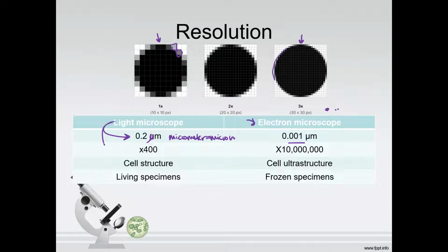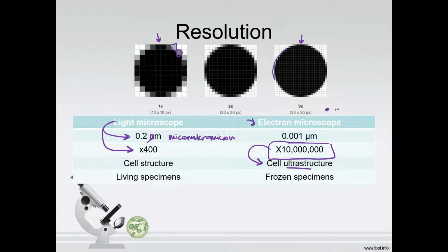Our light microscope powers, we can get up to 400 and maybe a little bit more, but it starts getting really hard to focus things at the higher powers in our light microscopes. Whereas in our electron microscopes, we can get up to 10 million times. That's really, really, really zoomed in. And because it's so zoomed in, we can see cell ultrastructure. So not just that there's a cell membrane and chloroplasts, but we can see lots and lots of detail in those chloroplasts in our mitochondria.